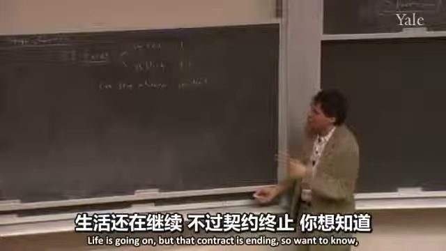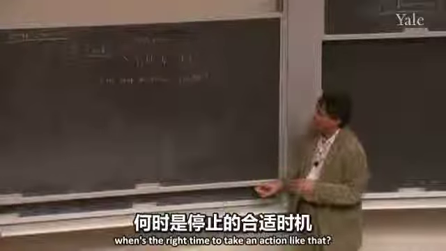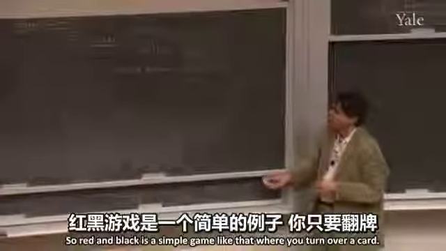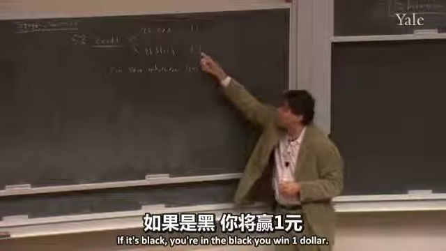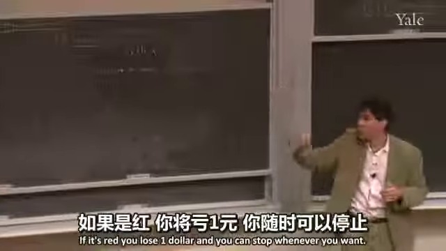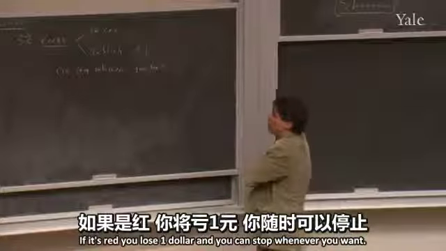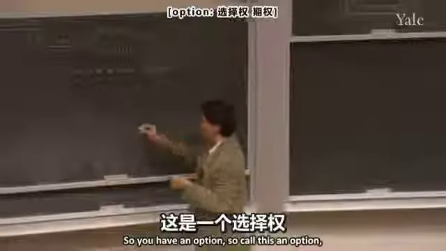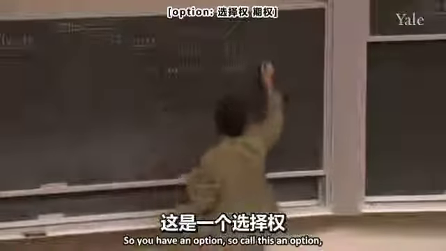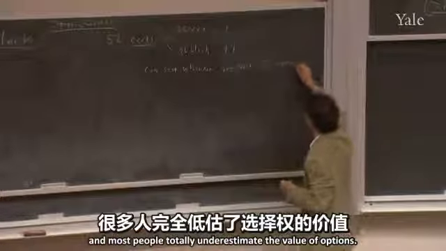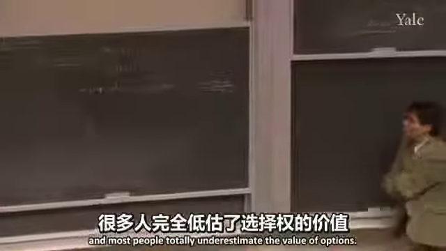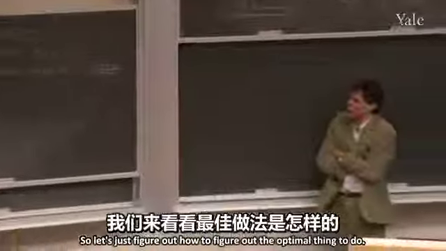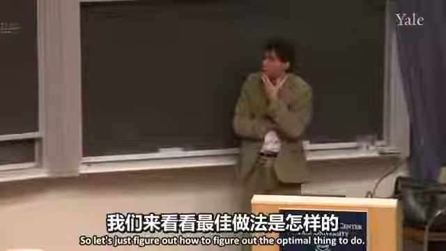So we want to know when's the right time to take an action like that. Red and black is a simple game like that where you turn over a card. If it's black, you're in the black, you win $1. If it's red, you lose $1. And you can stop whenever you want. So you have an option. And most people totally underestimate the value of options. So let's figure out the optimal thing to do.